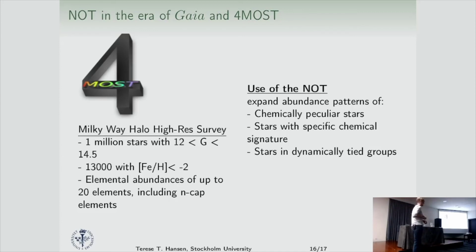This includes some neutron-capture elements, but they definitely will not get the full abundance patterns from strontium all the way up to uranium that we need to characterize something like the R process. So this is where 4MOST will find the stars, and then we'll go with the NOT and say, okay, let's get better, higher resolution, higher signal-to-noise data of these stars so we can do a full detailed analysis of them.